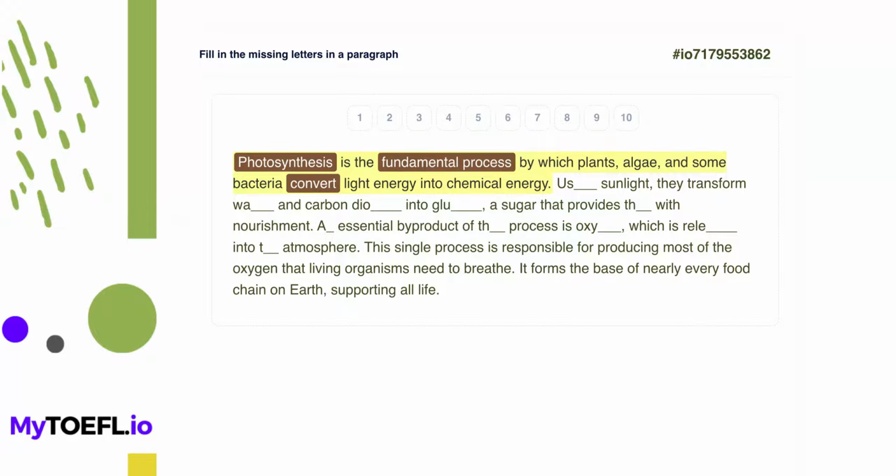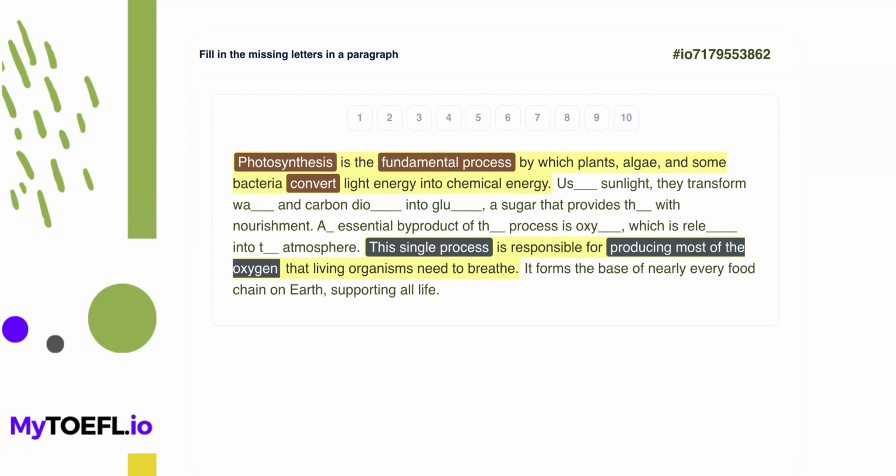We now move on to the fourth sentence. Now, let's jump ahead to the fourth sentence, which provides crucial information about the result of this process. This single process is responsible for producing most of the oxygen that living organisms need to breathe. Here, the text tells us that this single process has a huge responsibility. It is capable of producing most of the oxygen. It then connects this product to us by stating that this is the oxygen that living organisms need to breathe. This highlights the global importance of photosynthesis.